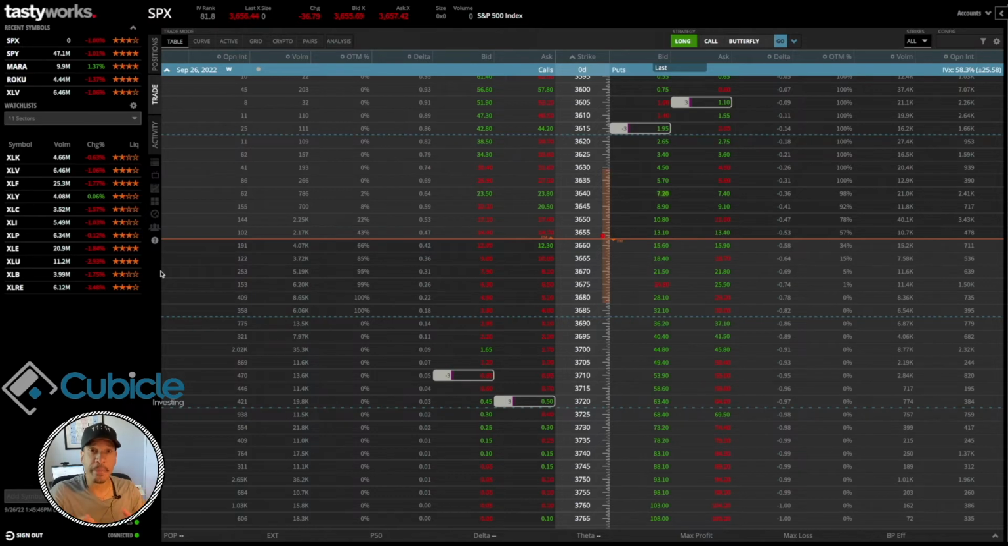When you buy it back, in order for you to make money, you've got to buy it for less than the credit you received for selling the option contract, right? So if you sold an option contract for $100, you want to buy it back for less than $100. If you buy it back for $50, then your net profit is $50.